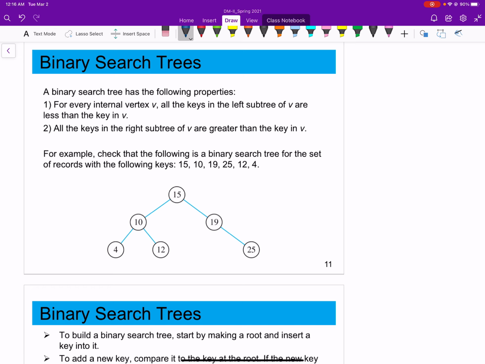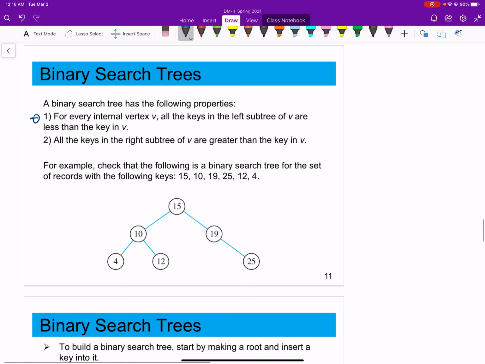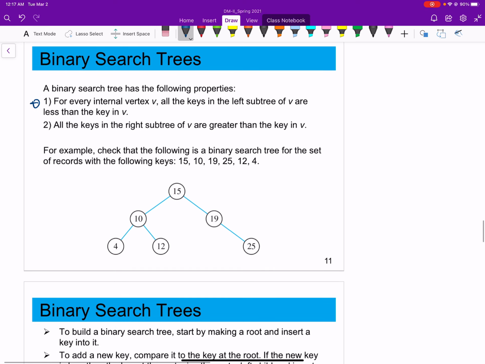A binary search tree has the following properties. The first property: for every internal vertex V, all the keys in the left subtree of V are less than the key in V. Okay, so let me refer that to this tree.